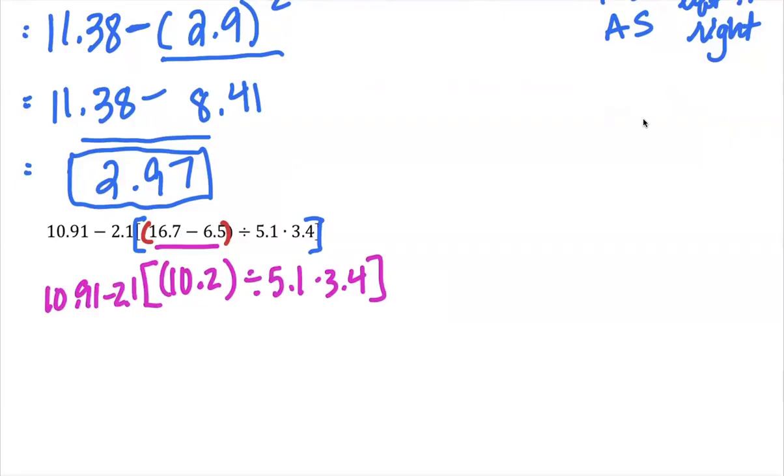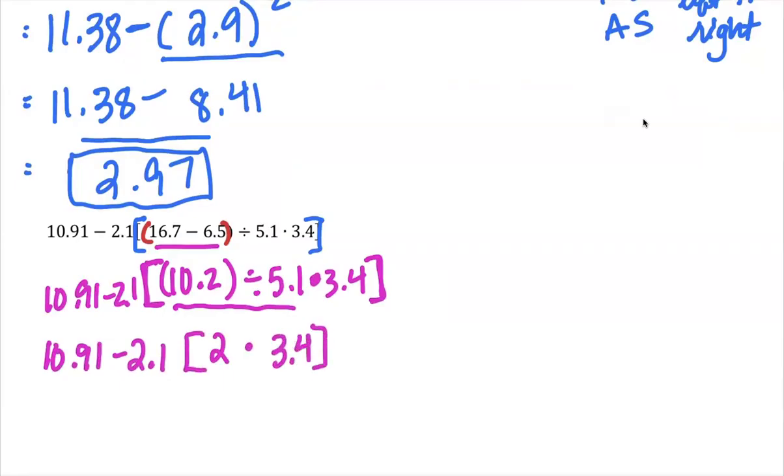Next would be looking in these brackets, another grouping symbol. We have a division and a multiplication, so we'll work that left to right. So 10.2 divided by 5.1 is 2. And I'm just recopying. Still in that grouping symbol, so 2 times 3.4 is 6.8.